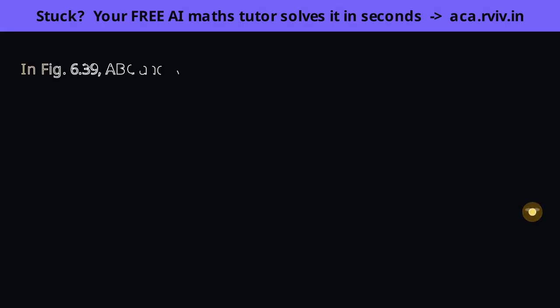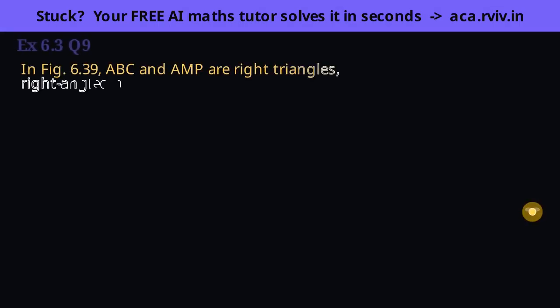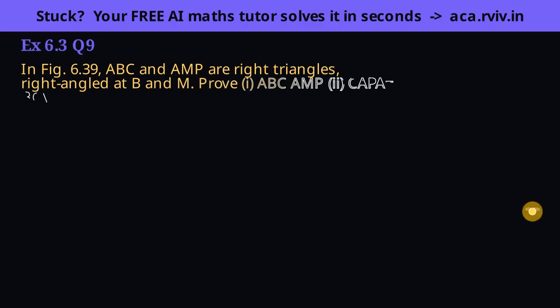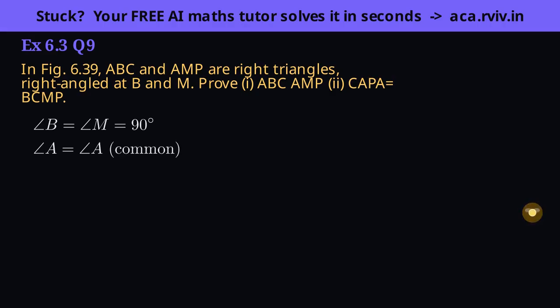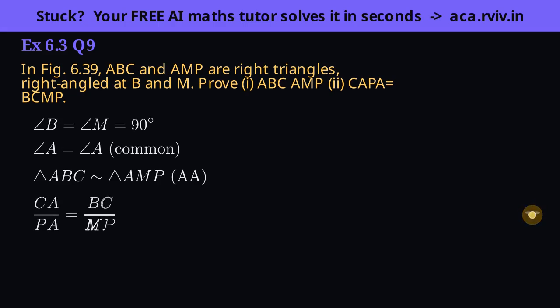Two right angles plus a shared angle equals AA, and similarity gives the ratio. Set up, both triangles have a right angle, so we only need one more equal angle for AA. Angle A is common to both triangles. Two equal angles give AA similarity. Roman 2, corresponding sides of similar triangles are in the same ratio.